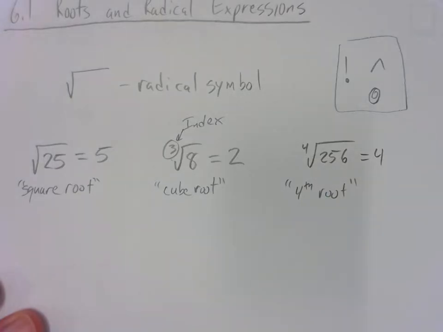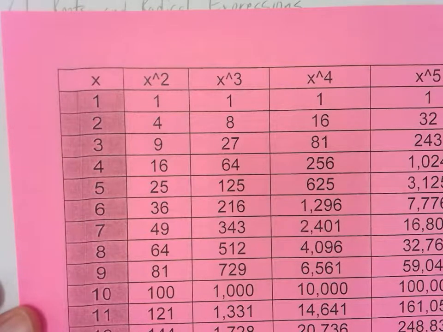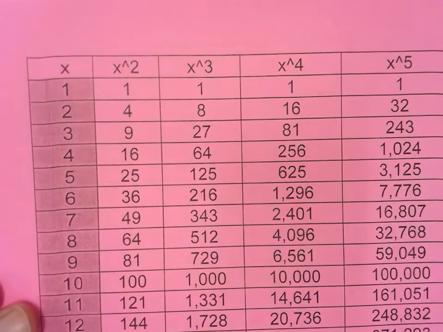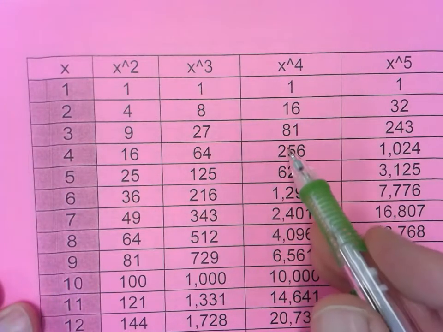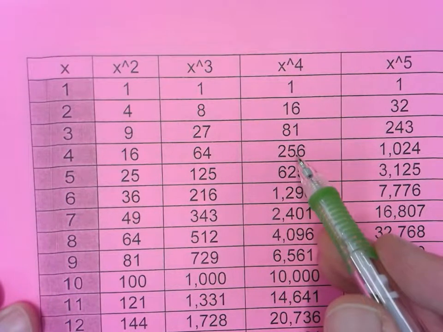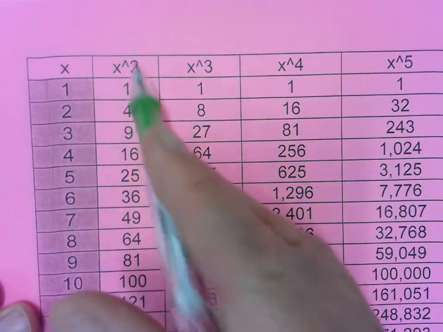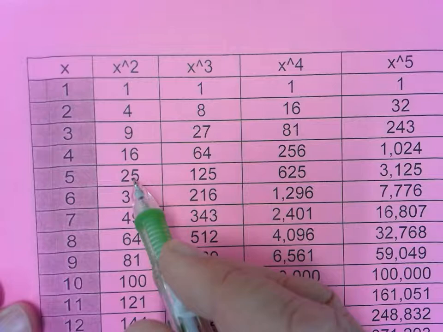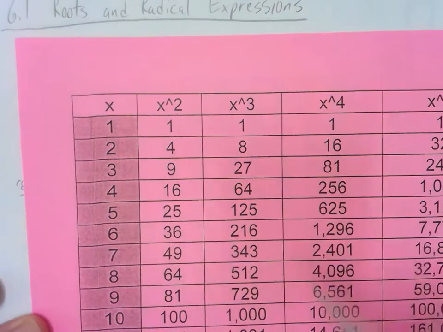Now, where are these numbers coming from? They're all coming from the yellow paper, pink paper, whatever your colored paper is. So here, see, there's 256. So 4 to the 4th power is equal to 256. That was one thing we did. 25. 5 to the 2nd power is 25. And what was the other one? 8. 2 to the 3rd power is 8.